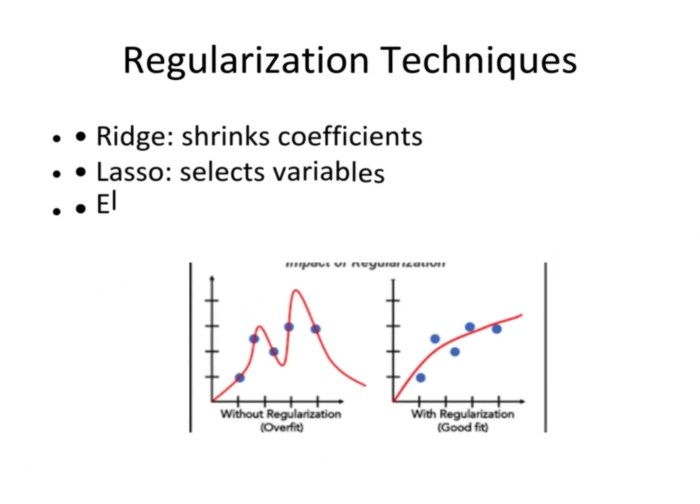When dealing with many predictors or multicollinearity, regularization becomes useful. Ridge regression shrinks coefficients but does not eliminate any of them. Lasso regression performs both shrinkage and variable selection by forcing some coefficients to exactly 0. Elastic net is a hybrid method that combines both ridge and lasso. These techniques improve model generalization and stability, especially with high-dimensional data.